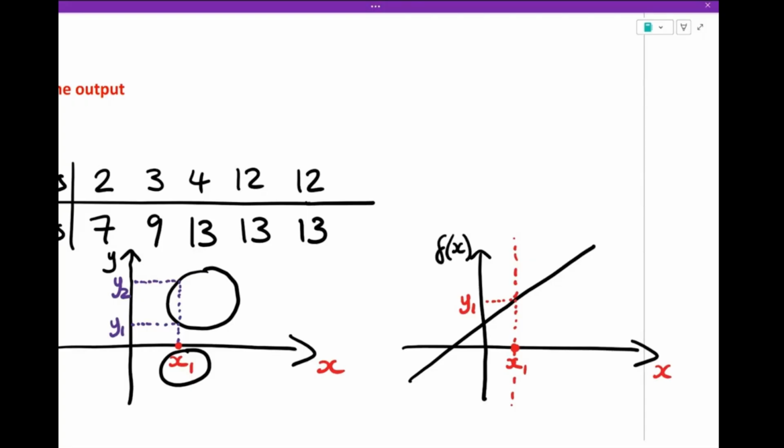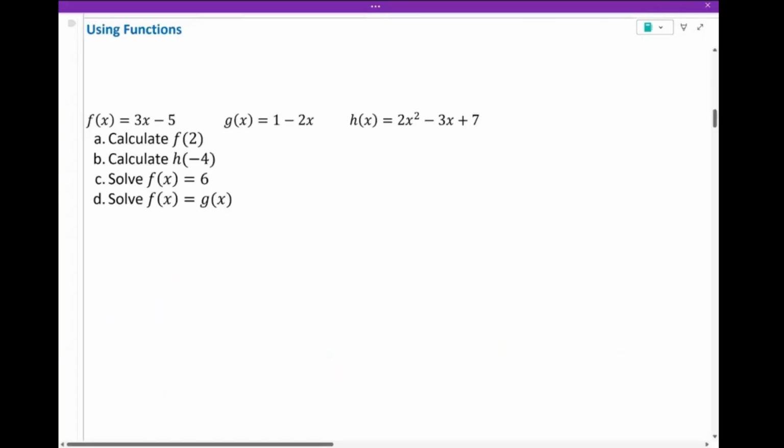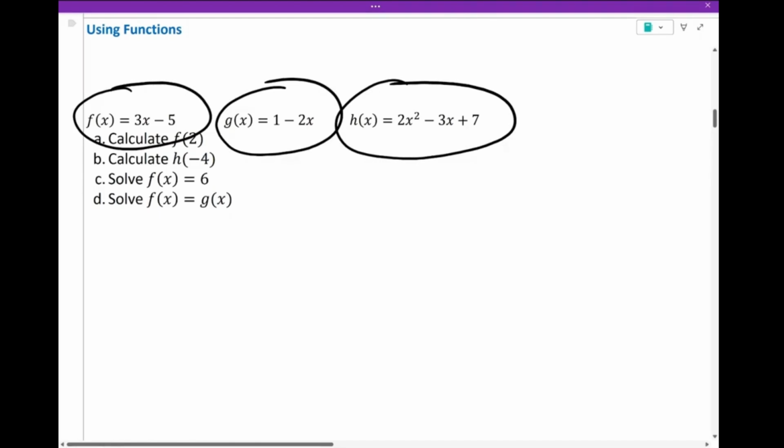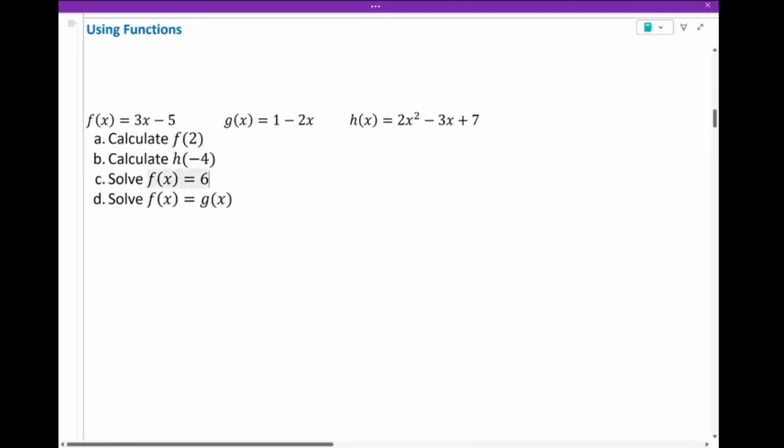Now let's practice using some functions that are given to us. So let's have a look at our question here. So we're given three functions. We've got f of x, then we got g of x, and then we got h of x. So in any given question, you need to decide which one is the one that you've got to use. So let's look at part A. It says calculate f of 2.